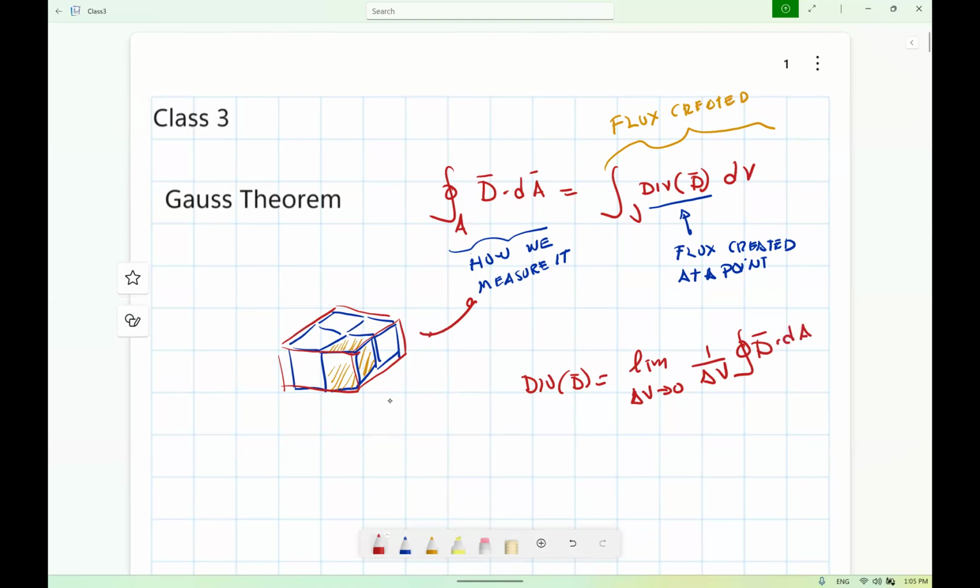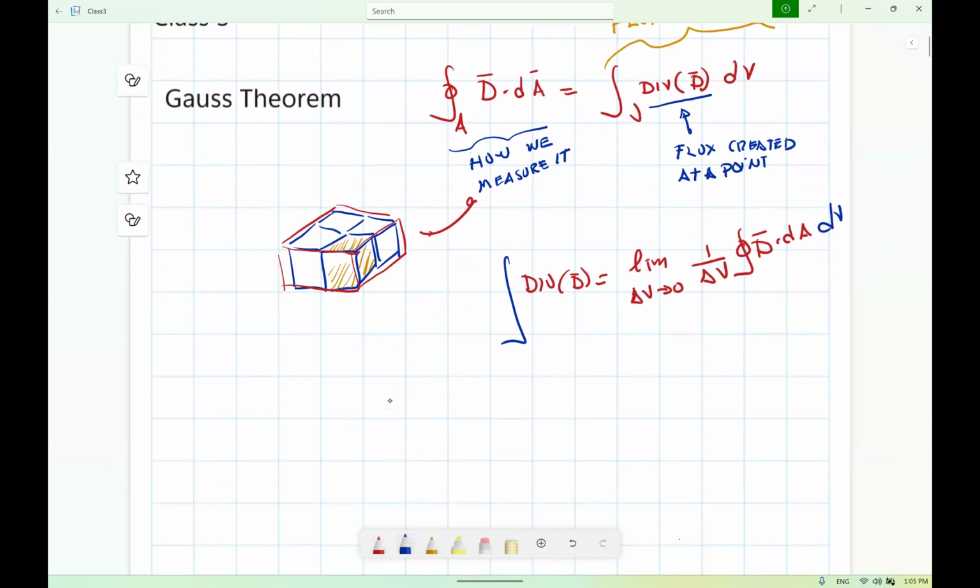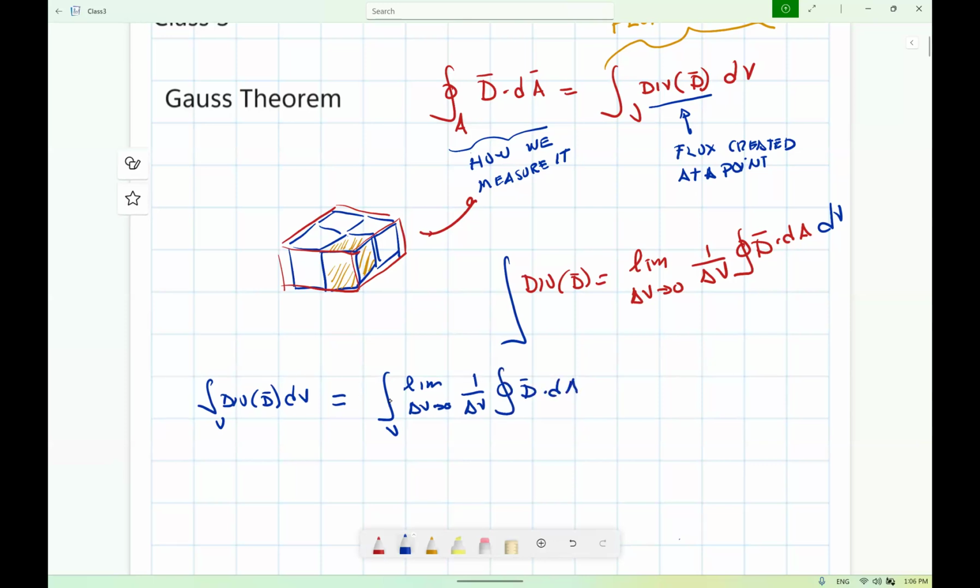Now, if I integrate all this dV, I will get the thing that I have on the left. Divergence of D. Let me write it a bit better. A volume integral of the divergence of D will be equal to the volume integral of the limit when the volume tends to 0, 1 by delta V, integral of D dot dA, and the whole thing is still dV.